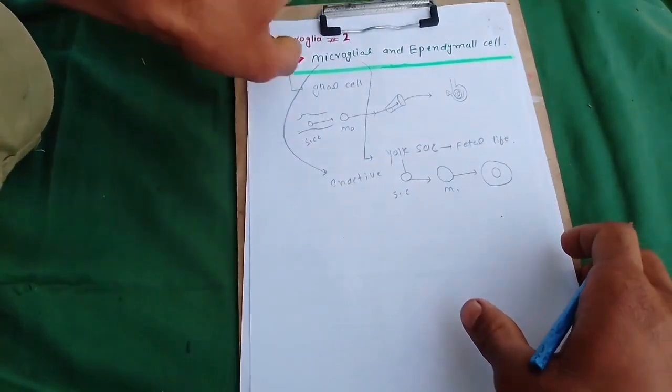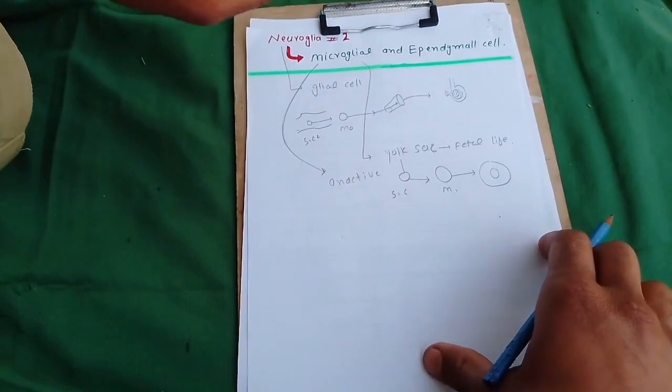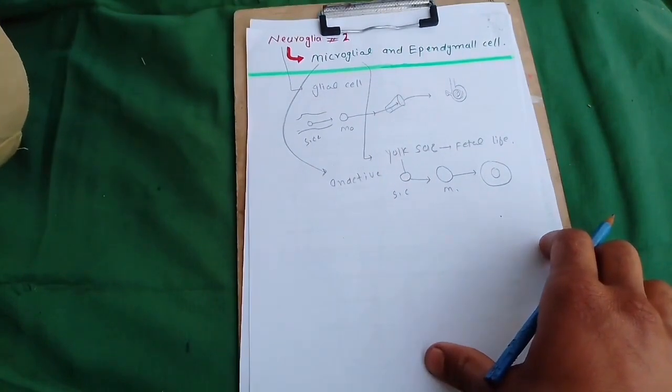Another type of cell is the ependymal cell. What is ependymal cell? Ependymal cell is also a supporting cell of the central nervous system.